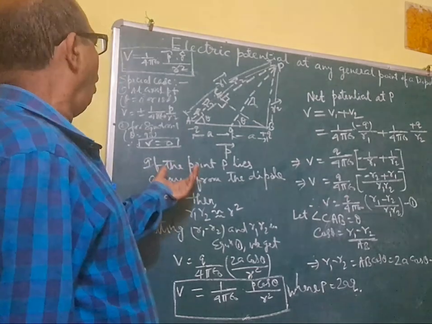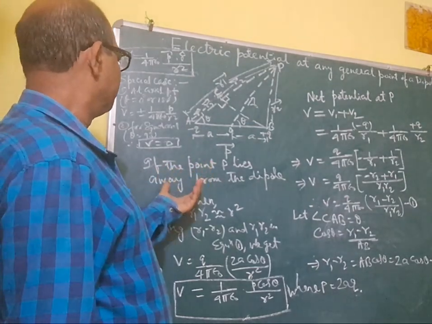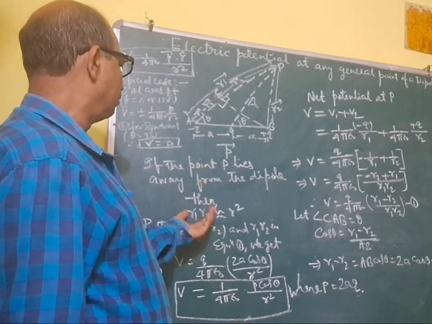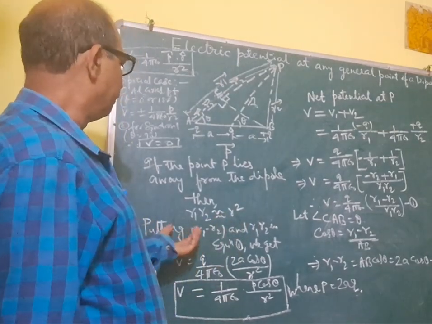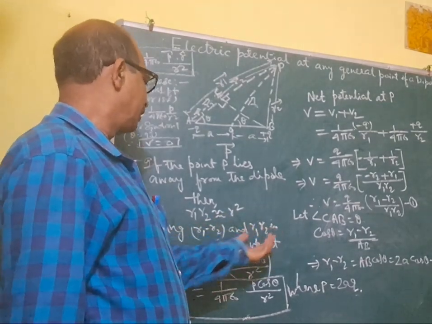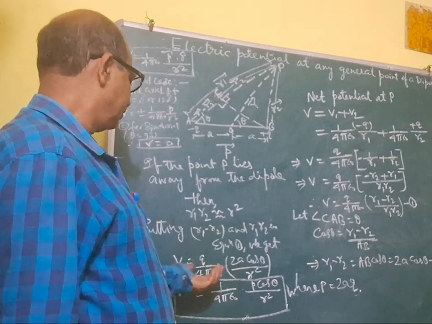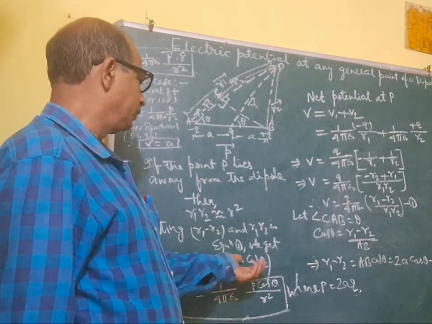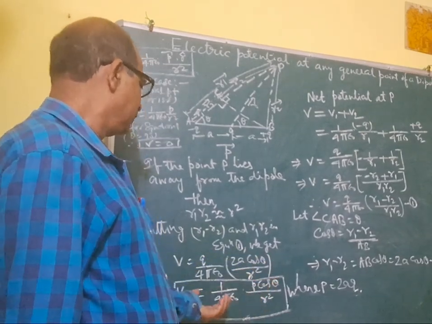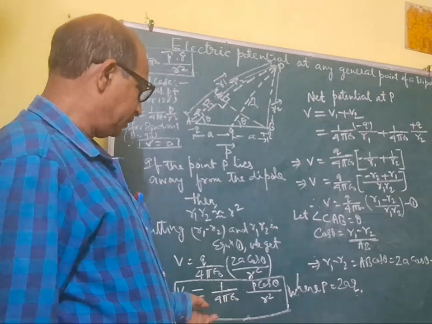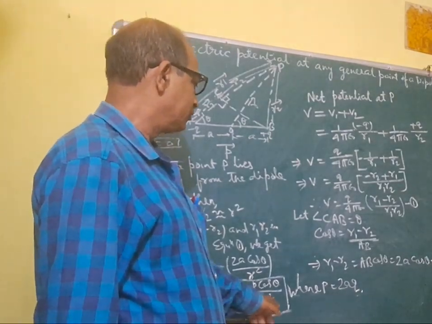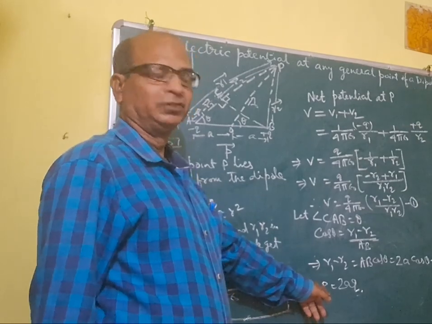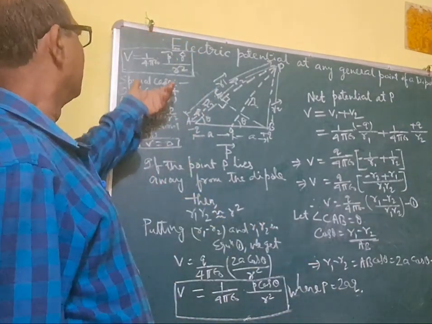If the point P lies far away from the dipole, then R1 R2 is approximately equal to R square. Putting the values of R1 minus R2 and R1 R2 in equation 1, we get V is equal to Q divided by 4 pi epsilon naught, times 2a cos theta divided by R square. So the potential at any general point is V is equal to 1 by 4 pi epsilon naught, P cos theta divided by R square, where P is the dipole moment equal to 2aQ.